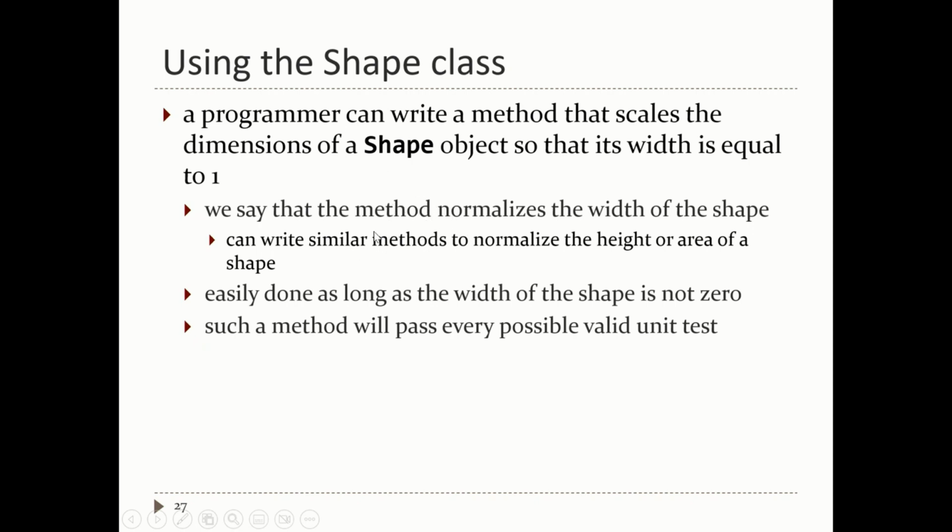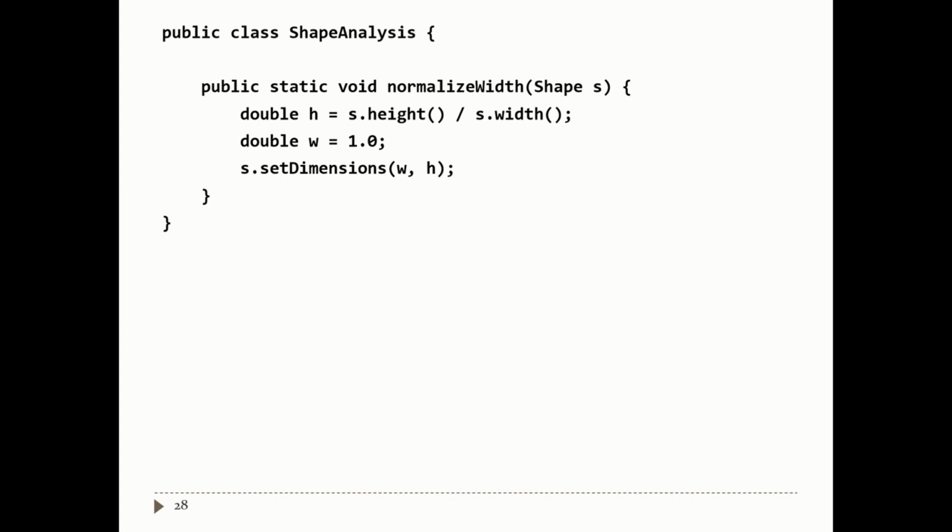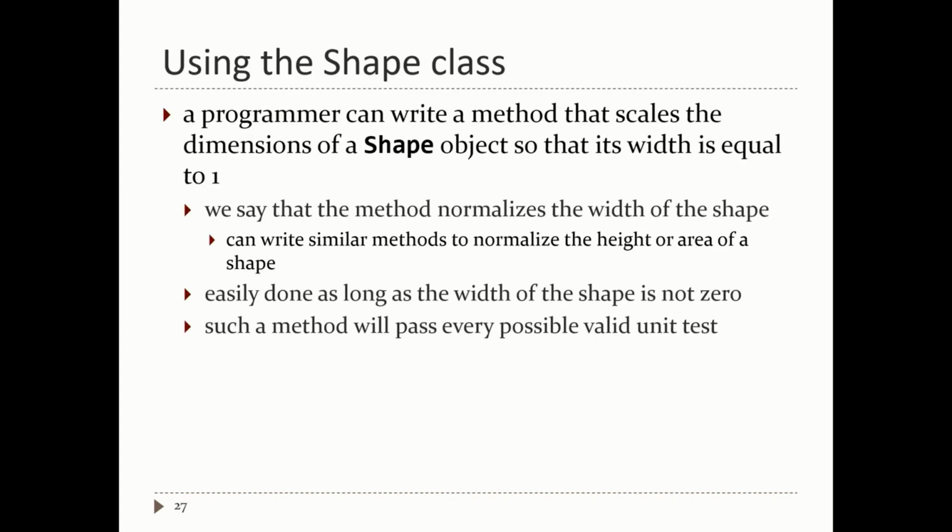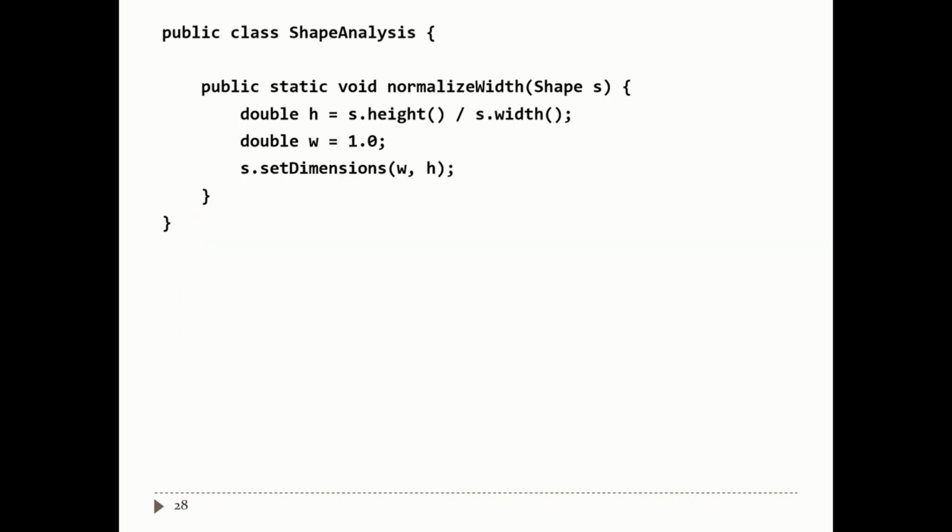Sorry, is that correct? We can say that so that its width is equal to 1. Something's wrong with this. Oh, I just realized there's something wrong with this method here. Hang on just a second. So that its width is 1. This is problematic.